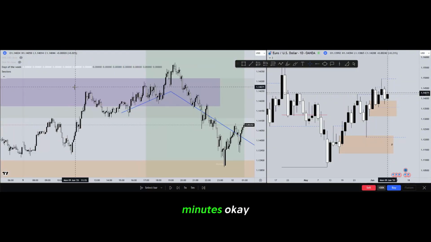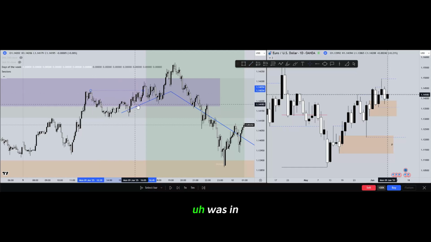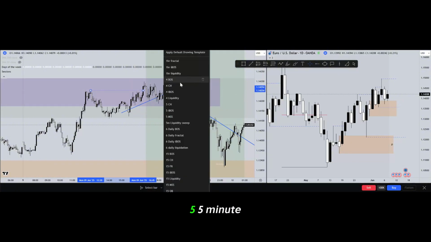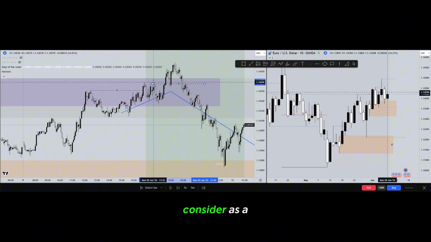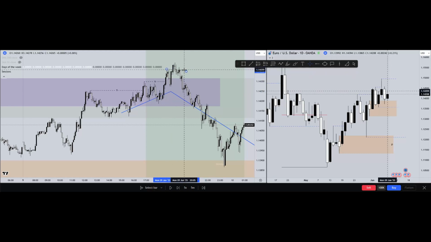In 5 minutes, if we had executed as soon as the price was in this area of the 1 hour supply zone, that would have been an immediate loss because there was no confirmation in the lower time frame. So here, this is the 5 minute break of structure. To consider it a market structure shift, we need to see the break of the strong higher low. When we are expecting a bearish trade execution, we need to see that.